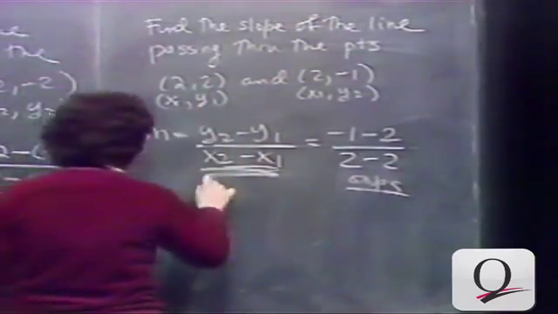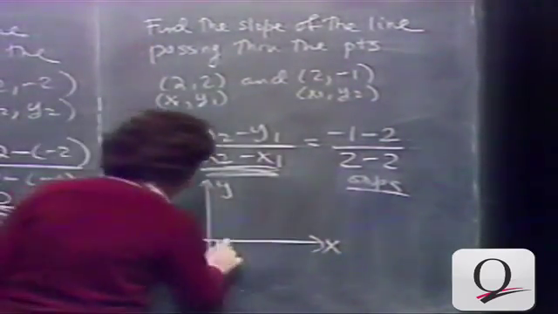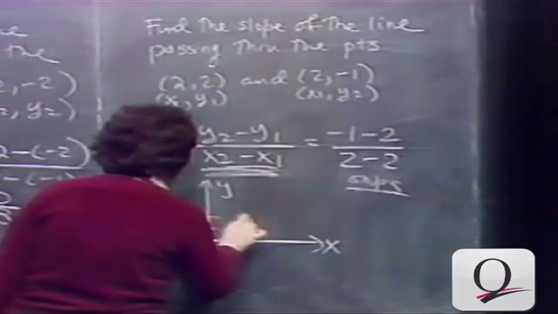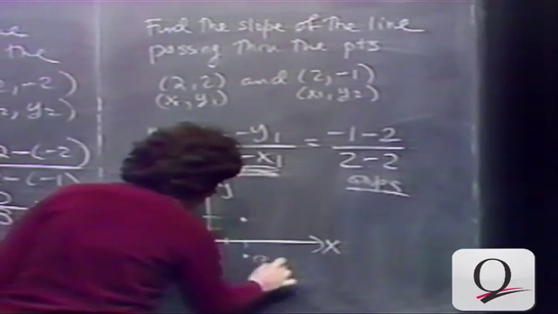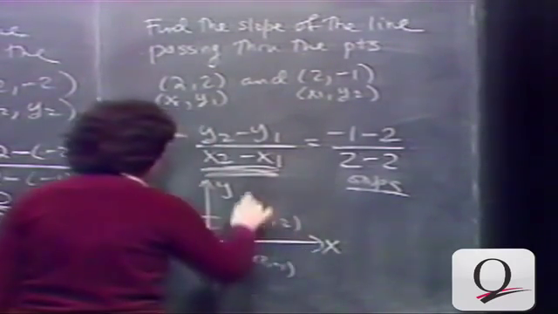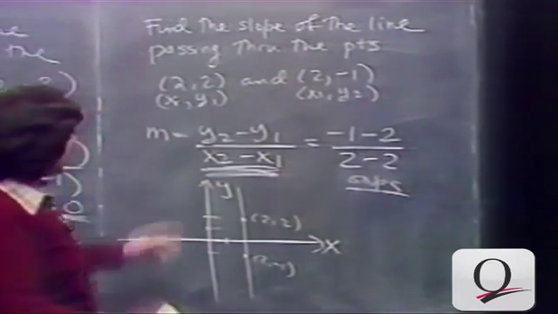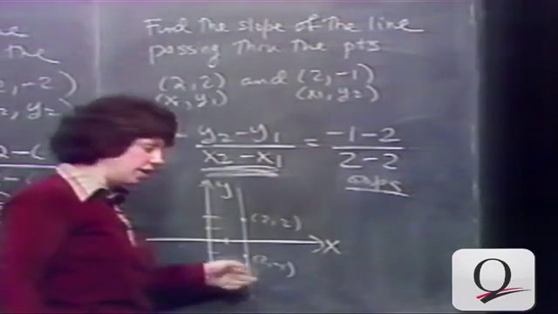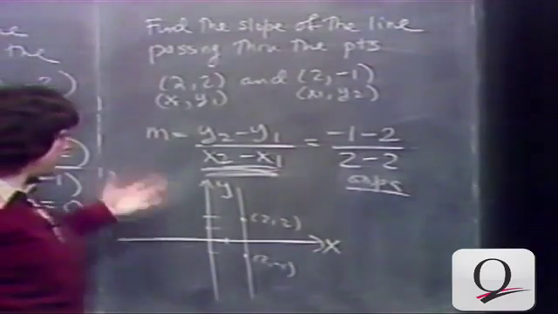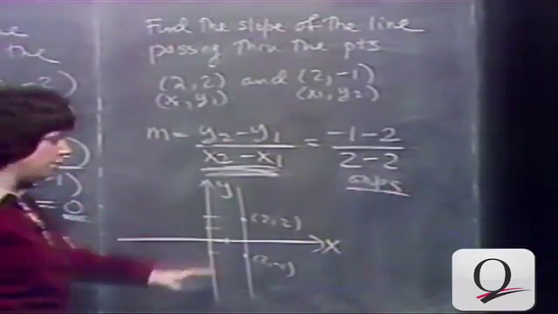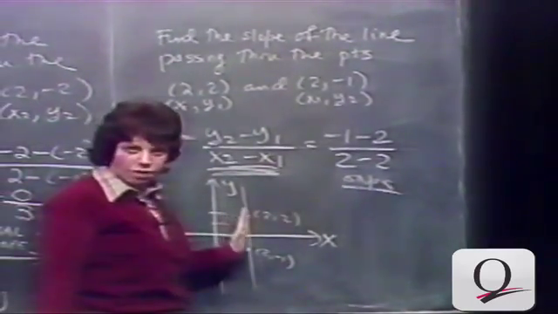Let me draw a picture and show you what's happening here. We have the points 2, 2, and 2, minus 1. These points happen to lie on a vertical line. We cannot use the slope formula here to calculate the slope of this line. Vertical lines do not have the property of, so we don't measure the steepness of the line. It's almost as if it was just infinitely steep.